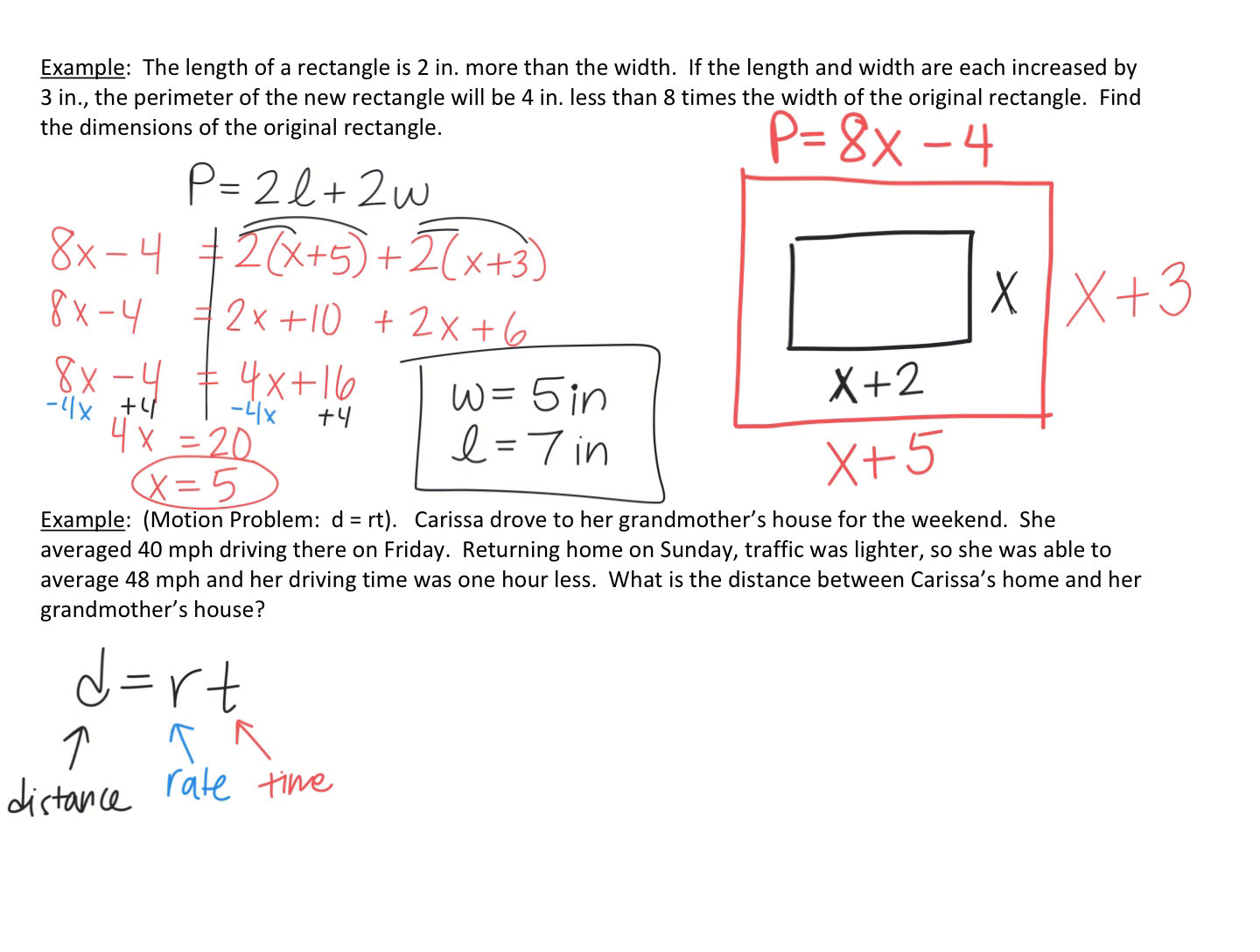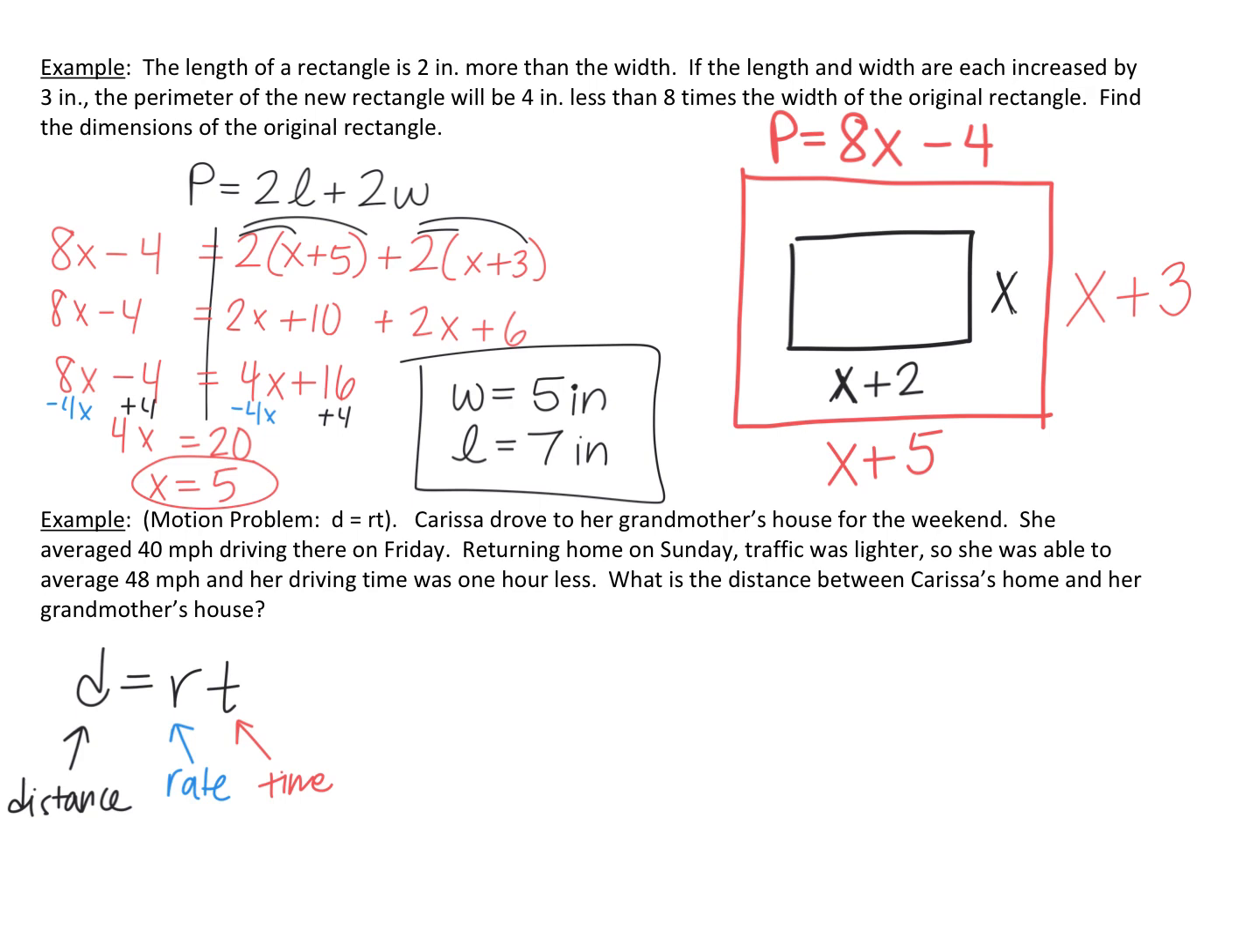She's going there on Friday. On Friday, she averages 40 miles per hour driving there. She returns home on Sunday. Traffic was lighter, so she was able to average 48 miles per hour. I don't know what highway she's driving on, but it is not very fast. Okay, and her driving time was 1 hour less. What's the distance between Chrissa's home and her grandma's house?